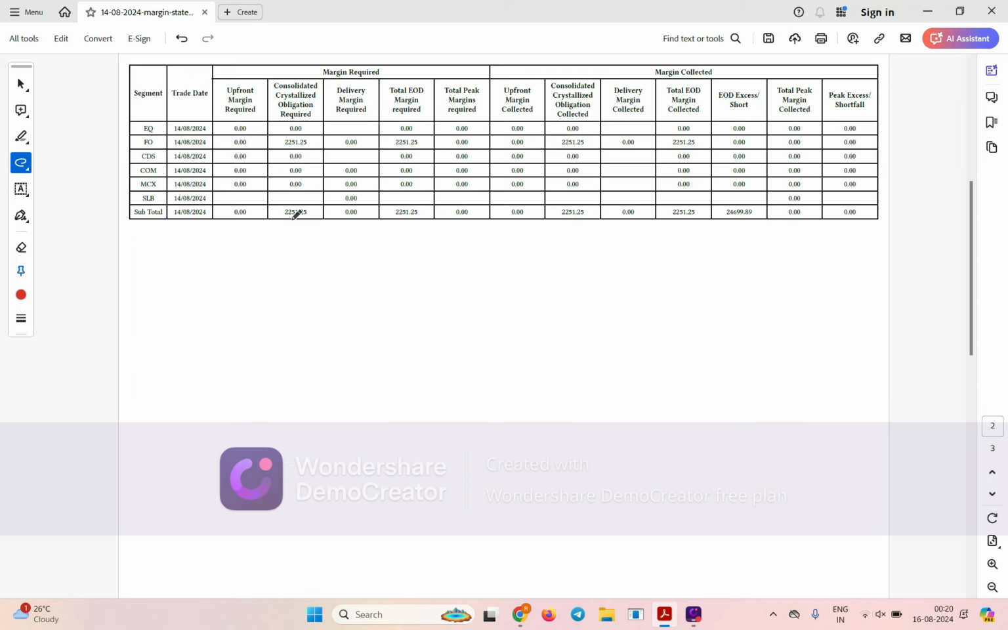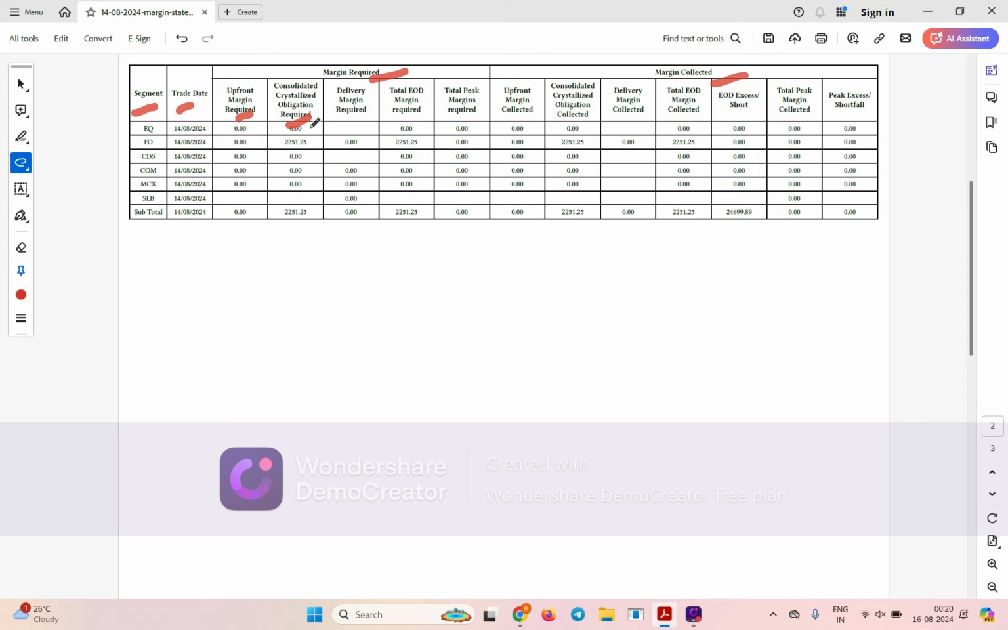Next, okay, when you go to the other tabular column, you can see the segment. Same thing, equity or F&O, in which segment you traded, the trade date. Here you can see there are two things we need to focus on. One is the margin required, one is the margin corrected. Let us discuss the margin required first. You can see upfront margin required. It is the minimum amount required to take a trade. What is the consolidated crystallized obligation required?